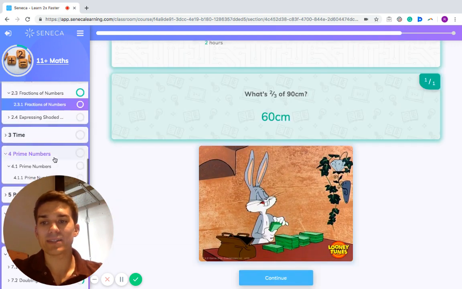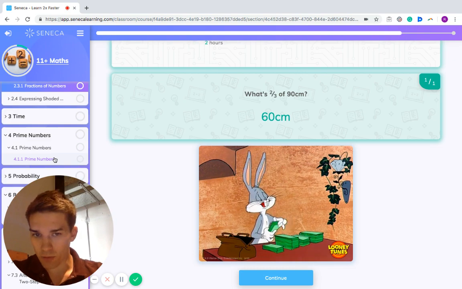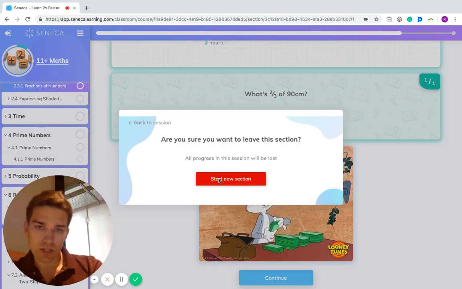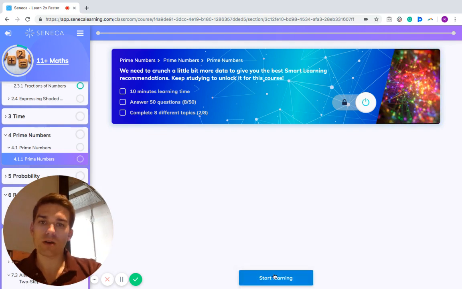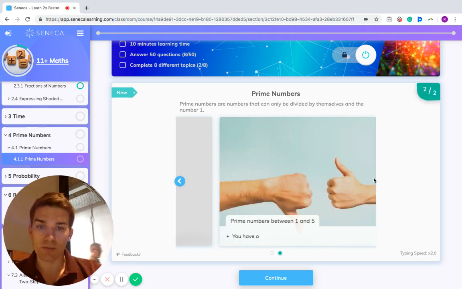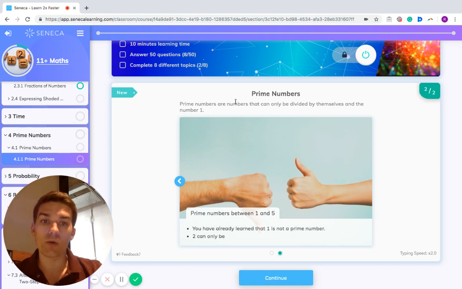And that is that. Moving swiftly on before we lose any momentum, we've got prime numbers. Prime numbers are numbers that can only be divided by themselves and by 1. The exception is 1. That is not a prime number, because although it can be divided by itself and 1, those numbers are the same thing. So 1 is the number itself, and also it can be divided by 1.